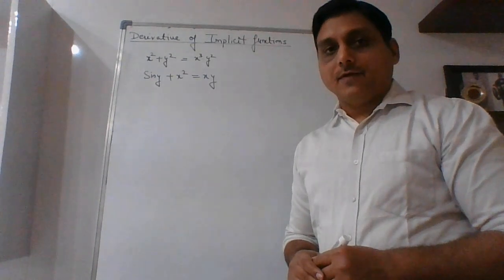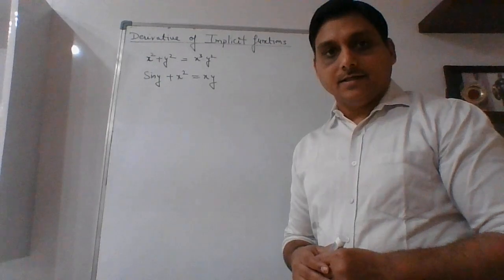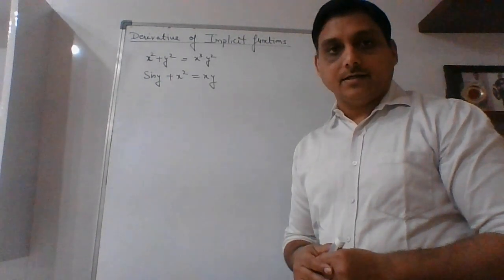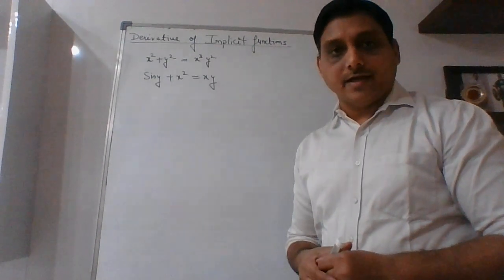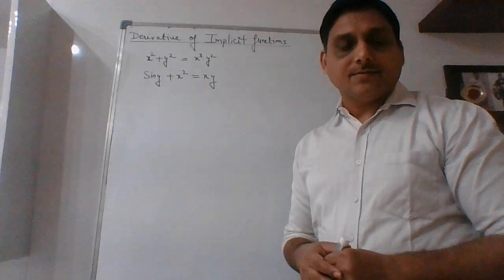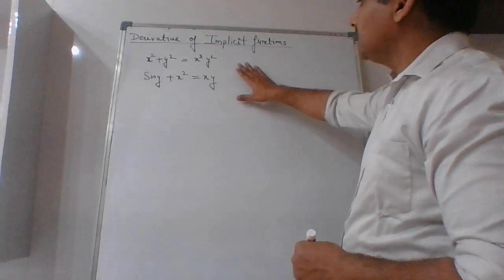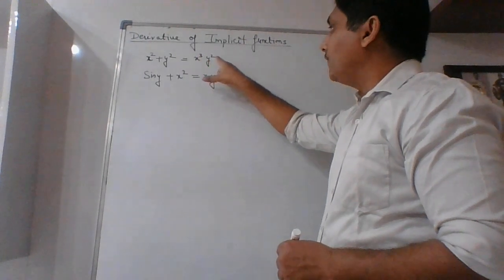Functions where we have combined terms of x and y and it is difficult to write y as a function of x or x as a function of y, such functions are said to be implicit functions. Now let me explain you through example. So you can see here x square plus y square is equal to x cube into y square.